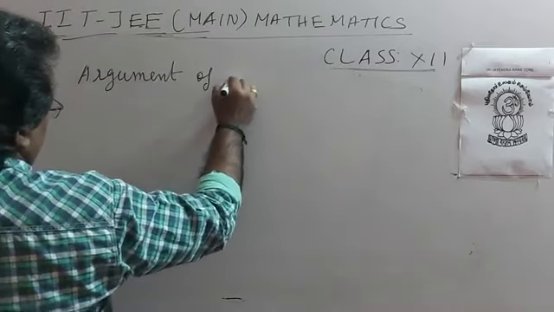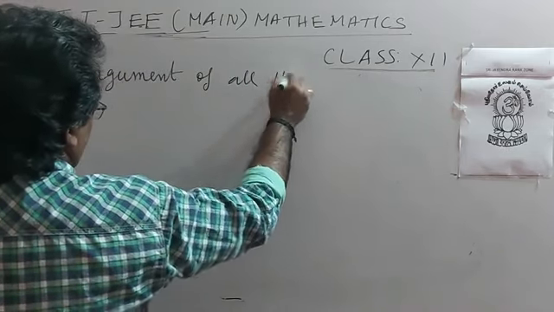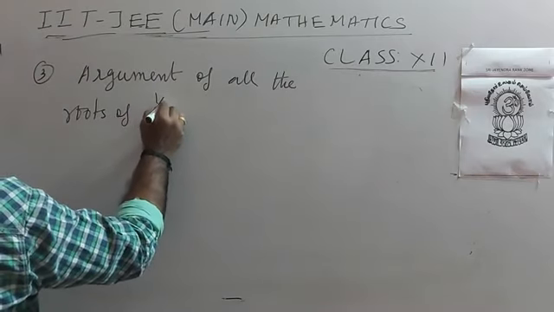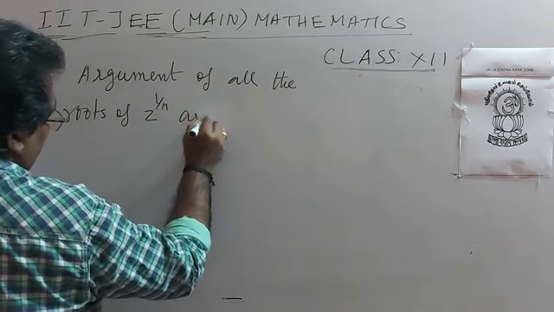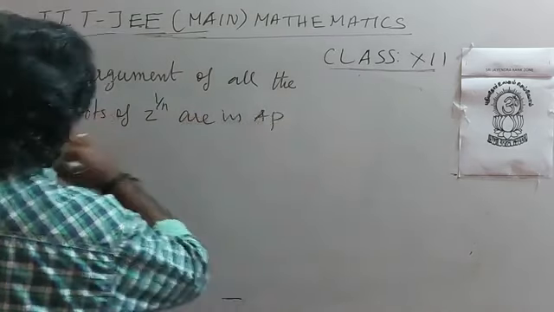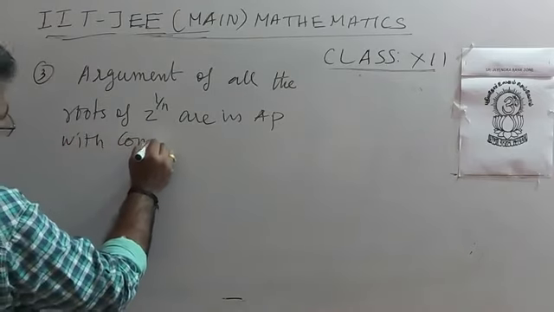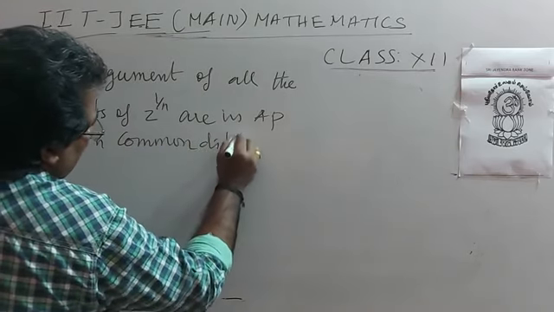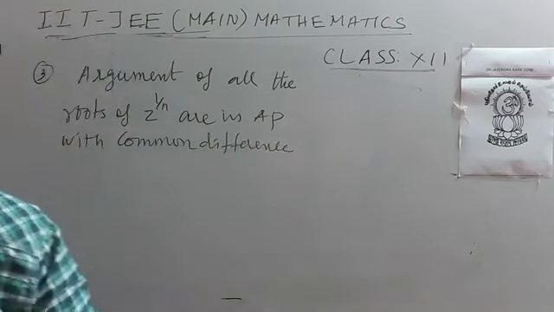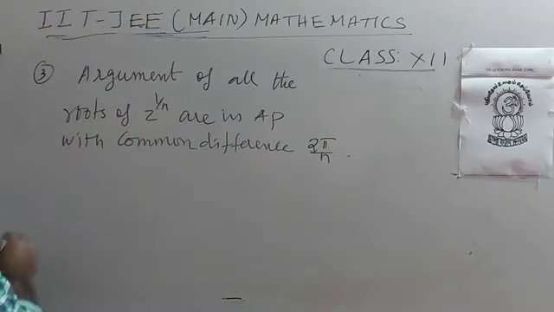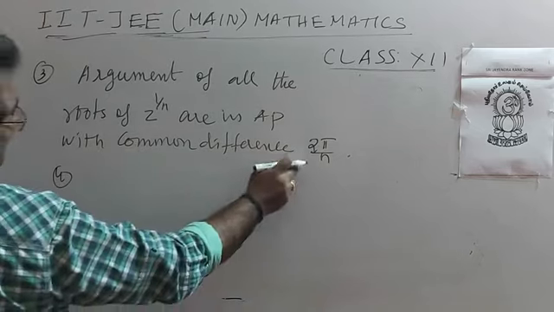Argument of all the roots of z power 1 by n are in AP with common difference 2 pi by n. So arguments are in AP with common difference 2 pi by n.